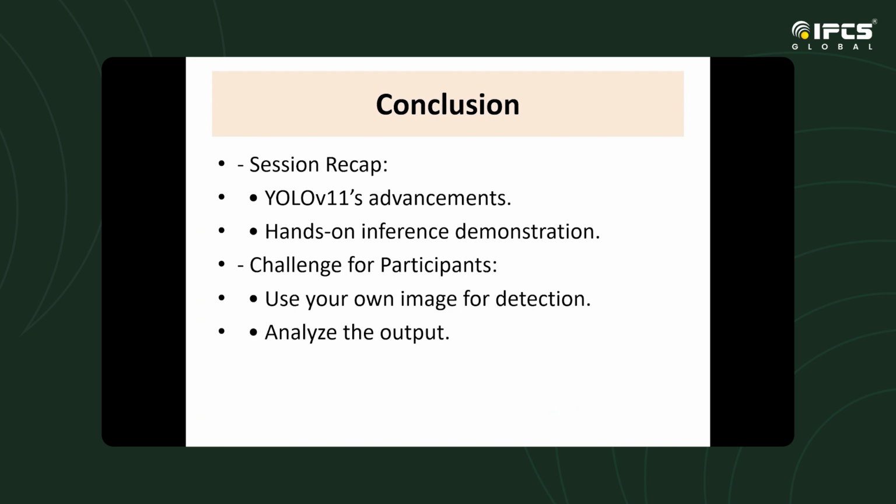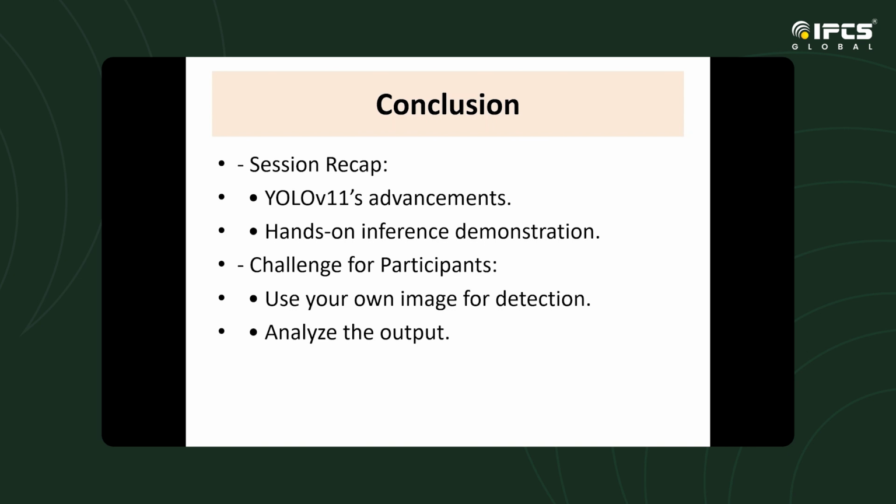Okay, so now we come to the conclusion. To wrap up today's session, let me quickly review the key points that we covered. First, we talked about the YOLOv11 advancement, discussing how YOLOv11 has evolved, highlighting its improved feature extraction, faster inference speed, and better scalability for diverse datasets. Also, we covered the hands-on inference demonstration. We walked through the practical demonstration where we loaded the test image, ran YOLOv11 object detection, and analyzed the output to understand the bounding boxes, class labels, and the confidence score.